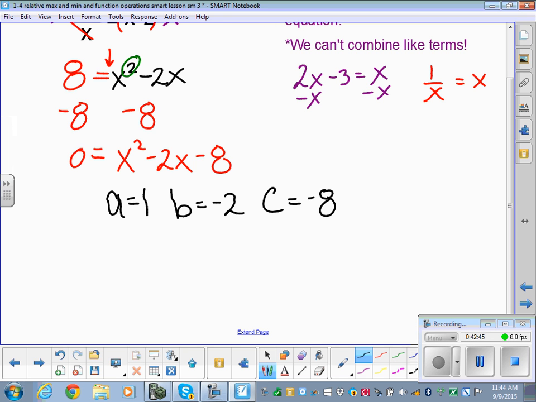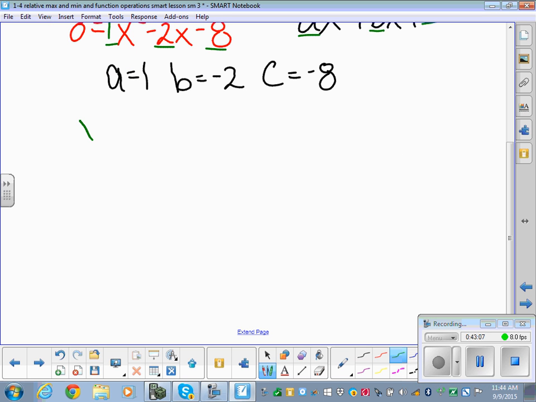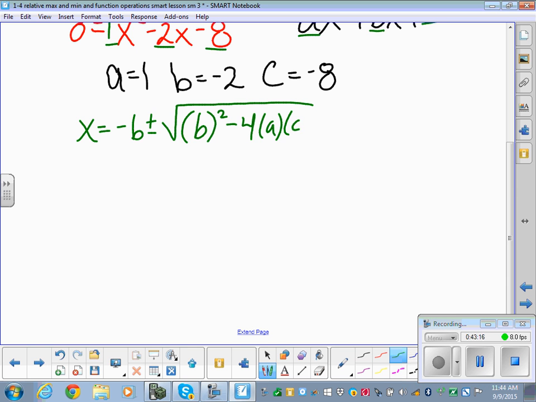Now, if you don't know where I got those, just remember that quadratics have the form ax squared plus bx plus c, and a, b, and c come from the numbers in front of x squared, b comes from the number in front of x, and then c is your constant number. So in this, my a value is 1, and then my b value is negative 2, my c is negative 8. Then the quadratic formula is x equals negative b plus or minus the square root of b squared minus 4 times a times c all over 2a.